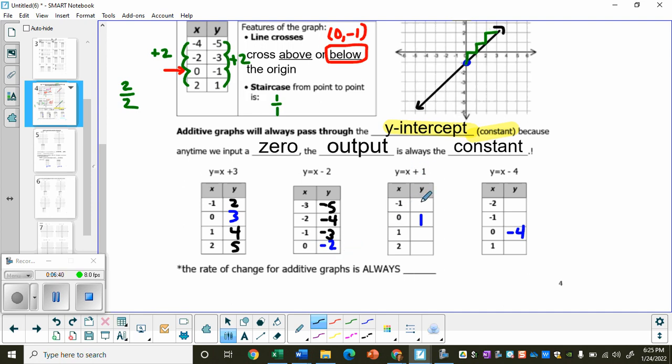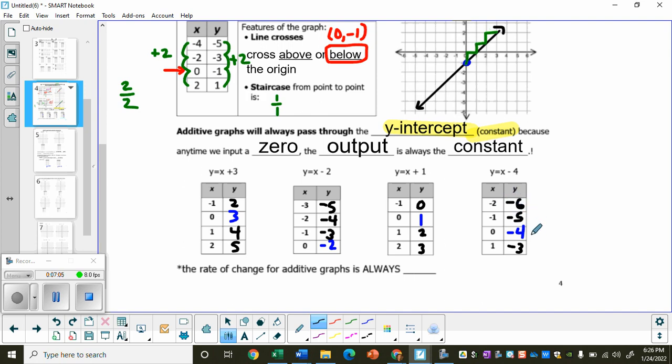If we have a plus 1 in the table of values, negative 1 plus 1 is 0. 1 plus 1 is 2. And 2 plus 1 is 3. And here for the last one, we're taking away a 4. So 1 minus 4 puts me at negative 3. 0 minus 4 is negative 4. Now if I do negative 1 minus 4, I'm at negative 5. Negative 2 minus 4 puts me at negative 6.